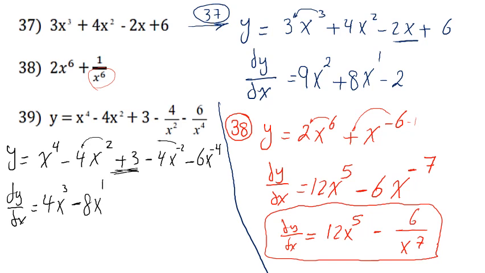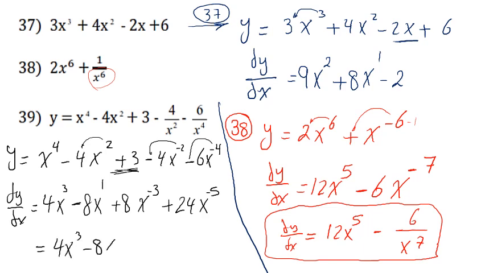Then negative 2 multiplied by negative 1 is positive 8 x to the power of negative 3 after subtracting 1 from negative 2. Negative multiplied by negative is positive 24 x to the power of negative 5. Simplest form is 4x to the power of 3 minus 8x to the power of 1 plus 8 over x to the power of 3 plus 24 over x to the power of 5.